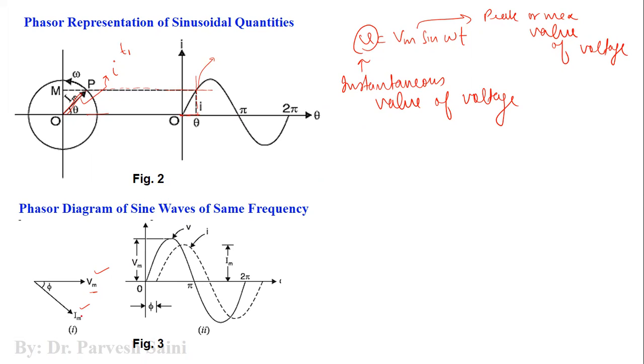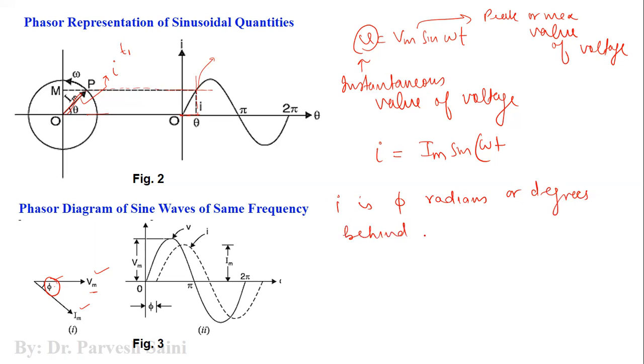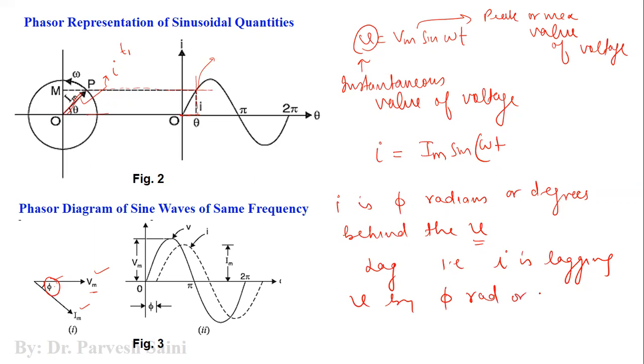Now, the second one is the current I. Okay, so I is the instantaneous value. So this is I is equal to Im sine. Now, what we will write here, that you need to understand, we will not write just omega t. Now, if you see, this phasor is basically phi radians behind. So here your I is phi radians or degrees behind the voltage. So we call it the lag. That is, current is lagging V by phi radians or phi degrees, whatever. Right? So this is what we call lag.